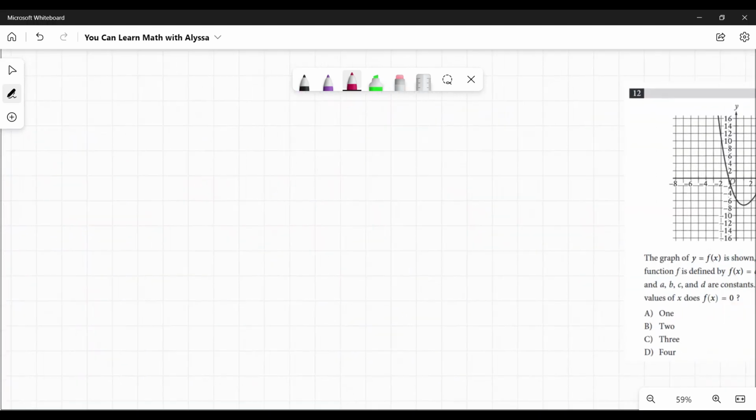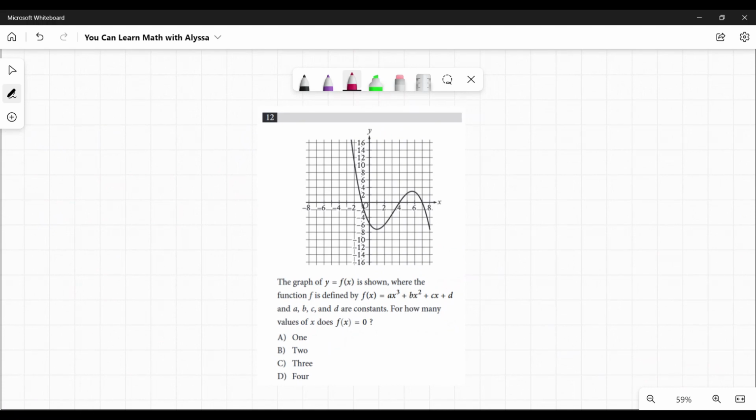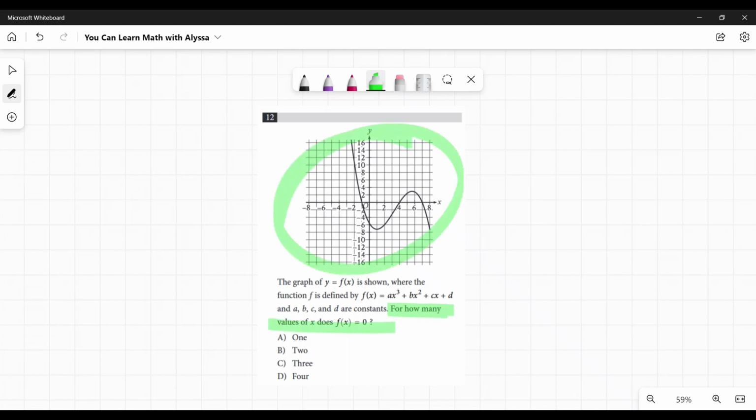Okay, on to number 12, and we have another graph here. The graph of y equals f of x is shown where the function f is defined by f of x equals ax cubed plus bx squared plus cx plus d, and a, b, c, and d are constants. For how many values of x does f of x equal 0? All that information at the top is kind of extraneous and unnecessary. This is all that really matters, that and this graph. That other stuff above it, you're not going to really need.